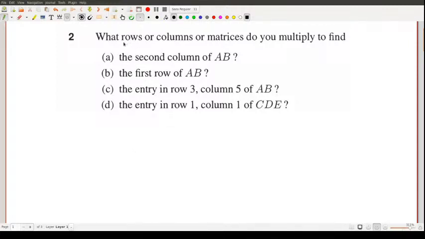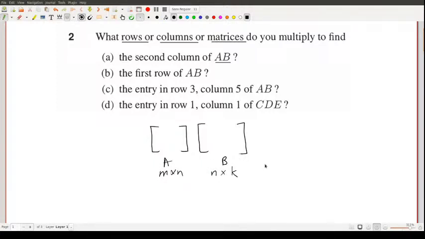So the question is, what rows or columns or matrices do you multiply to find all of these different parts? Let's say you want to find the second column of the matrix product AB. You have a matrix A, this is A, this is B, and we know that we can multiply them. So maybe this is M by N, and this is N by K, and then AB is an M by K matrix.